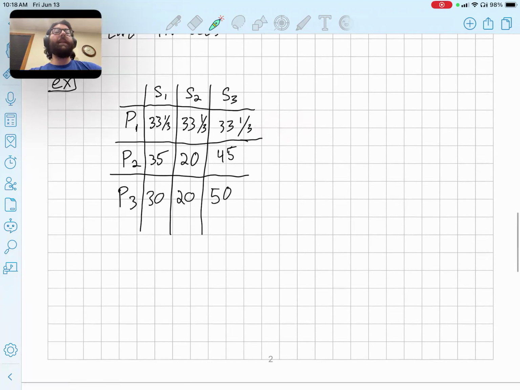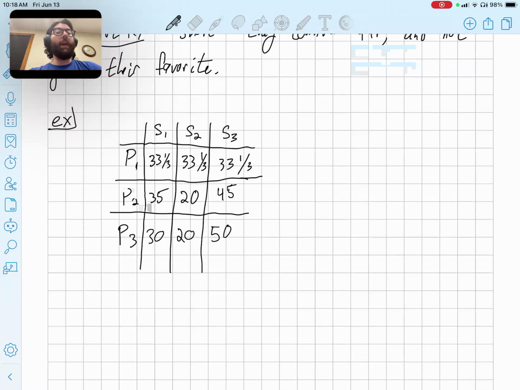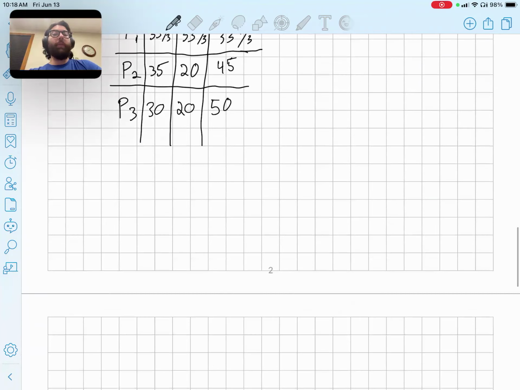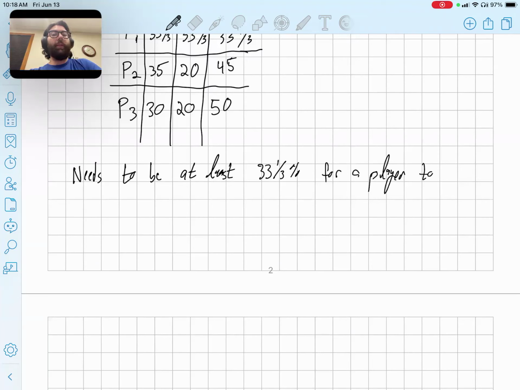Now let's see, what is P2 going to write on their bid list? P2's bid list. Okay, so let's go through each. The threshold needs to be at least 33 1/3% for a player to consider a share fair.